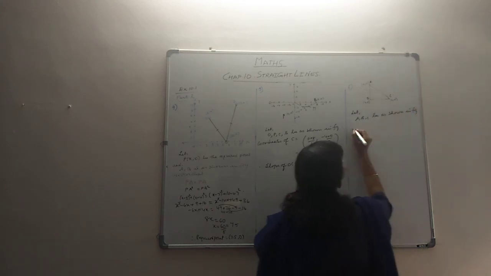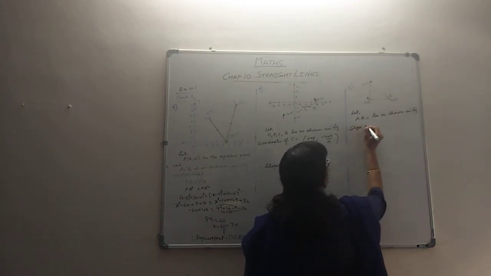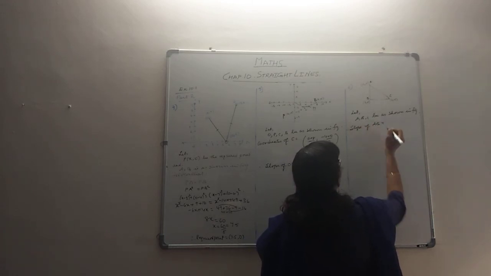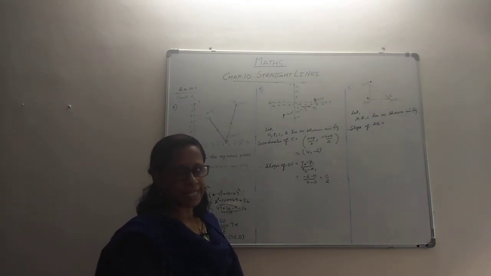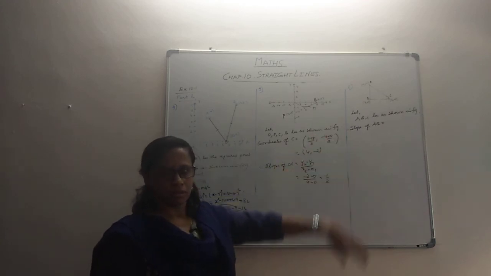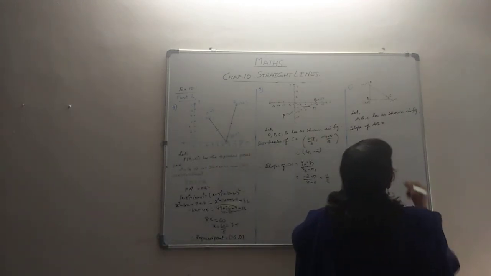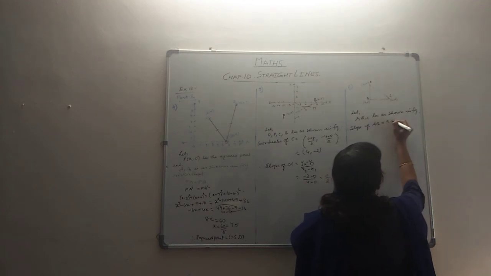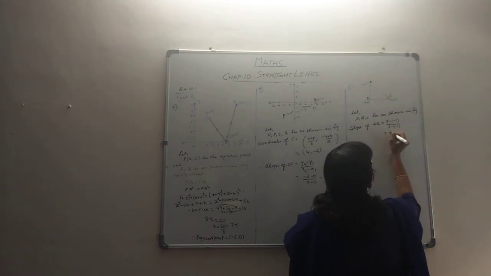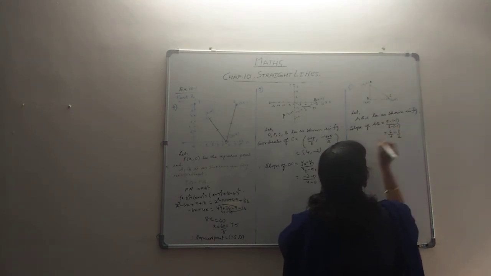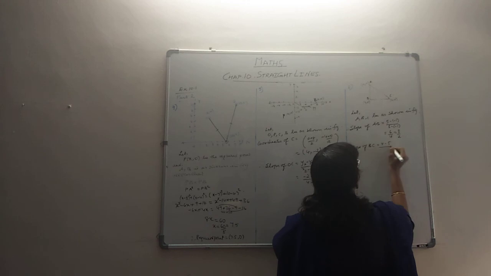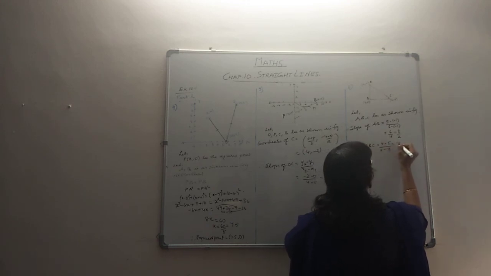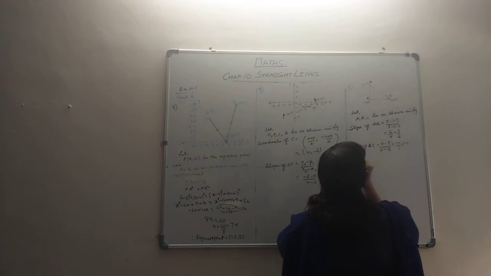Then we start with the slope. Therefore, slope of AB is (y2 minus y1) by (x2 minus x1). Depending on the fussiness of the examiners, you can write the result in the bracket. (5 minus of minus 1) by (3 minus of minus 1). So 5 plus 1 is 6, 3 plus 1 is 4. That's 3 by 2. Then slope of BC. So that is (4 minus 5) by (4 minus 3). That's minus 1 by 1, which is minus 1.